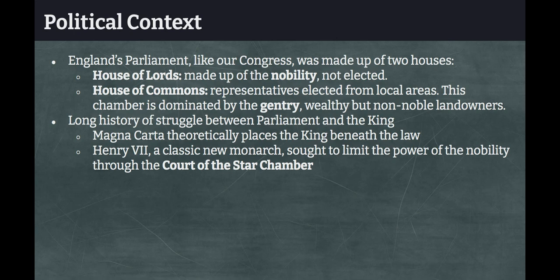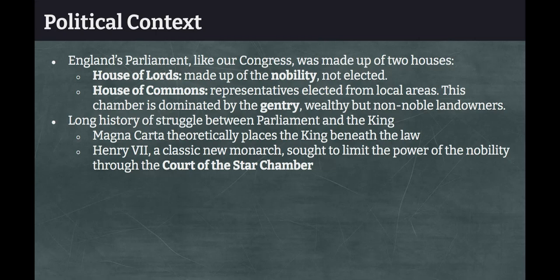And it's made up of an upper and a lower house. So two houses there. So rather than having the Senate and the House like we have, they've got the House of Lords and the House of Commons. So the House of Lords is made up of the nobility and it's not elected. The House of Commons, in contrast, are the lower house. These are representatives elected from local areas. So this chamber is dominated by this class called the gentry, who are wealthy but non-noble landowners, so they don't have titles.